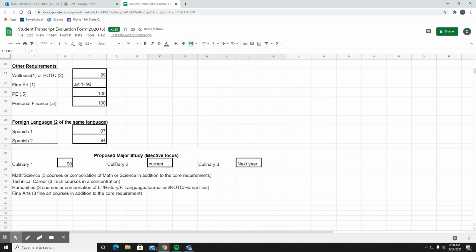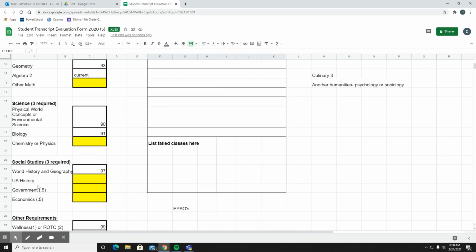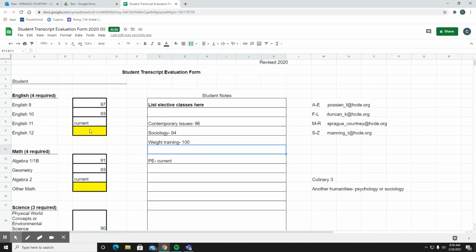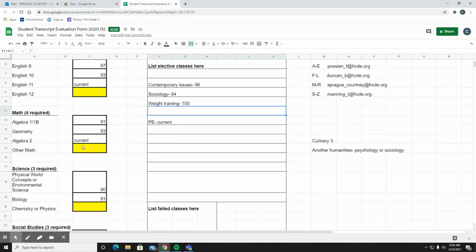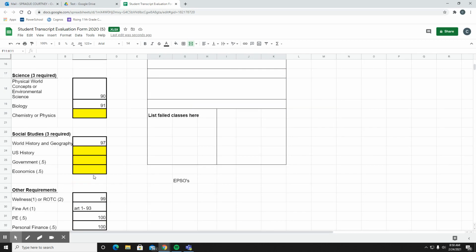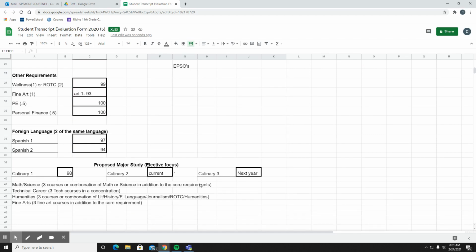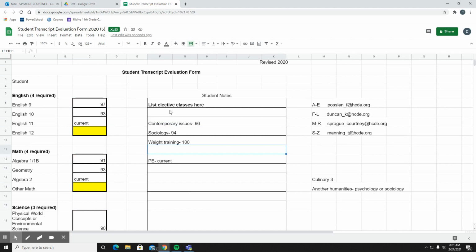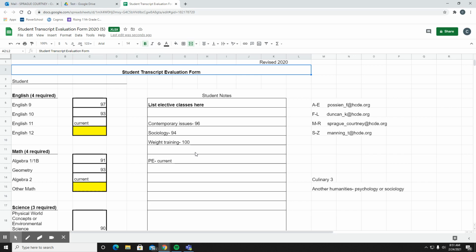So next year the student is selecting Culinary 3, English 12, another math class, so maybe pre-calculus or applied math. They're going to select either chemistry or physics, U.S. history, government and economics, and it looks like that is it. So that is how this student can keep track of what credits they're supposed to be taking, and they can help make sure that they are on track and that they have what they need.